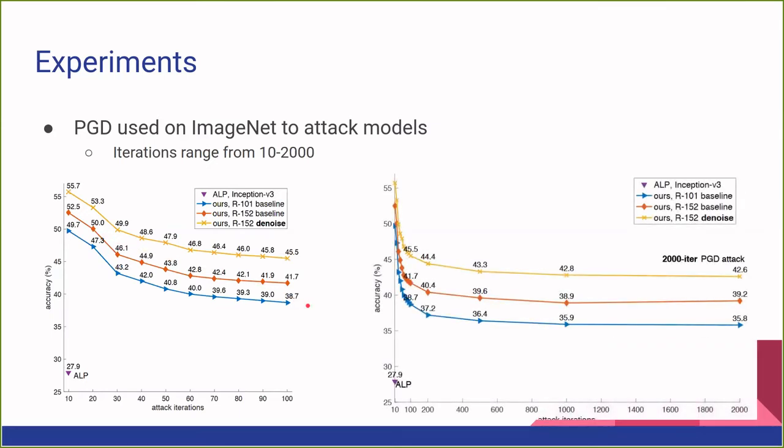As the iterations increase to 2000, their models show to be pretty robust, even with a 2000 iteration attack, which is significantly altering the images. The models are still about 40% robust. Another point is that while the ResNet 152 with the denoising blocks performs the best, it seems that most of the improvement is from adversarial training. The denoising ResNet 152 only performs about 3 to 4% better than the baseline ResNet 152.